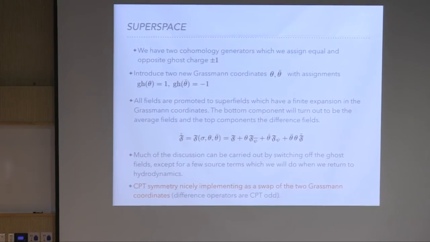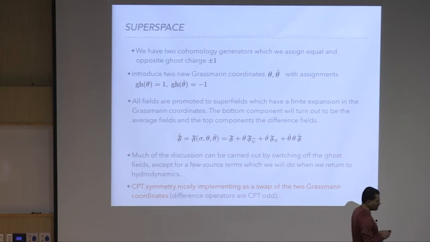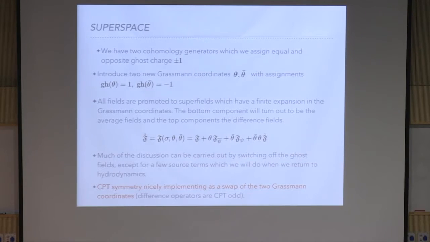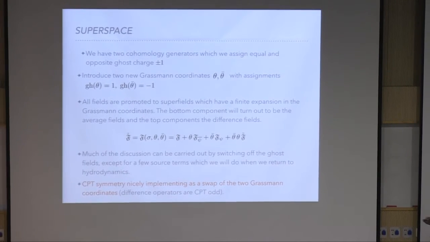So all functions will get uplifted to functions in this superspace. And so if I have functions, so let's say the space-time coordinates are sigma, they will become functions of sigma, theta, and theta bar. But theta and theta bar are Grassmann odd, which means that theta squared is 0 and theta bar squared is 0. So any function has a finite Taylor expansion as usual for superfields.